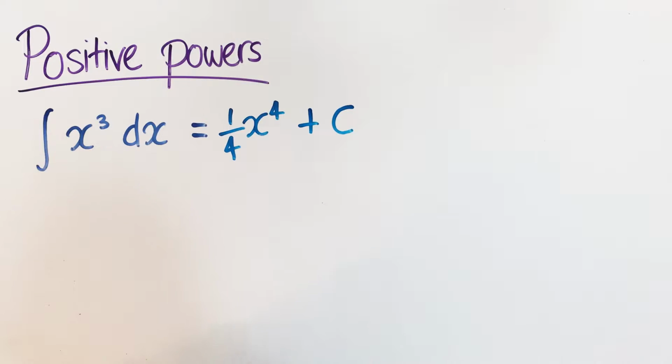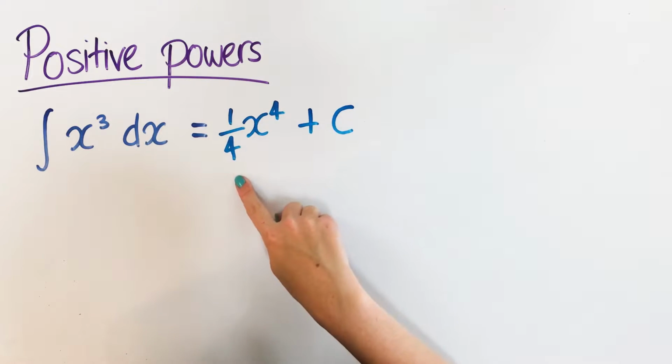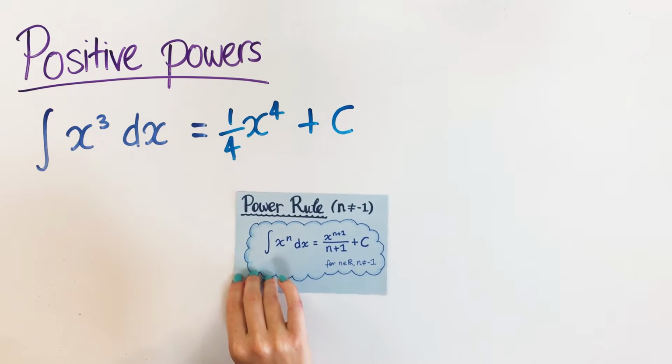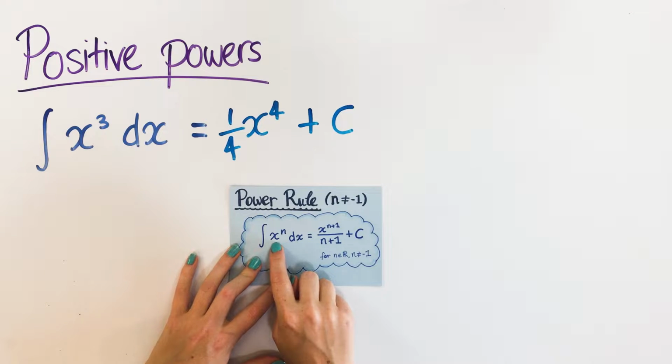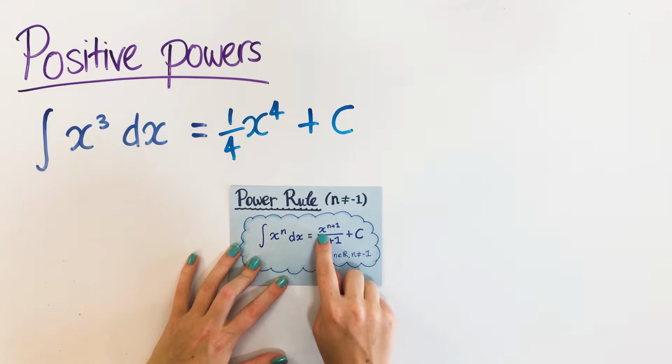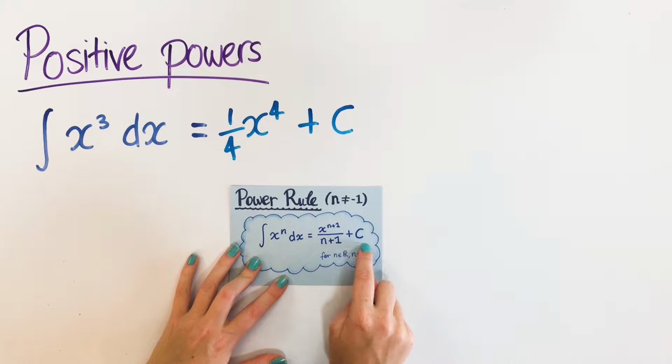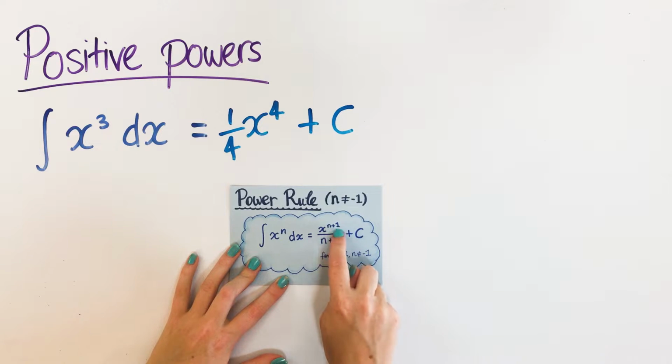Let's now think about a more formal way to talk about this process of adding 1 to the power and dividing down by the new power. If you have a look at this power rule here, it says that if we're integrating a function of the form x to the power of n, then the integral is x to the power of n plus 1 divided by n plus 1 plus c. So you can see that this is exactly the same as the process we've just been doing of adding 1 to the power and then dividing down by the new power.